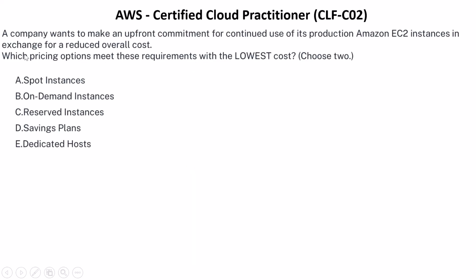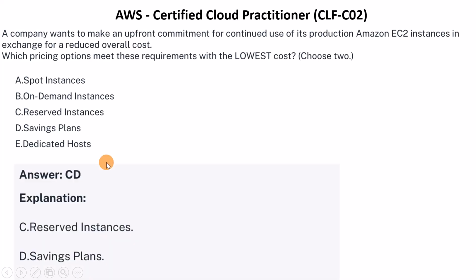Next question. A company wants to make an upfront commitment for continued use of its production Amazon EC2 instances in exchange for a reduced overall cost. Which pricing options meet these requirements with the lowest cost? Choose two options. The options are: option A, spot instances; option B, on-demand instances; option C, reserved instances; option D, savings plans; option E, dedicated hosts. The right answer is option C and option D, reserved instances and savings plans.